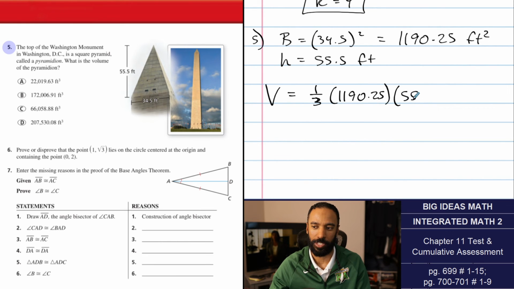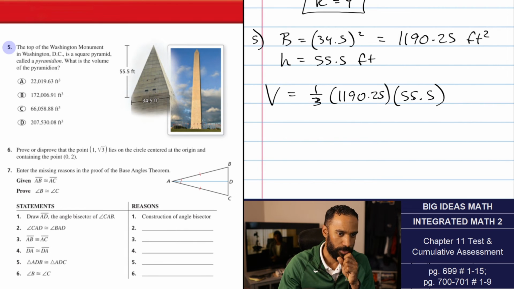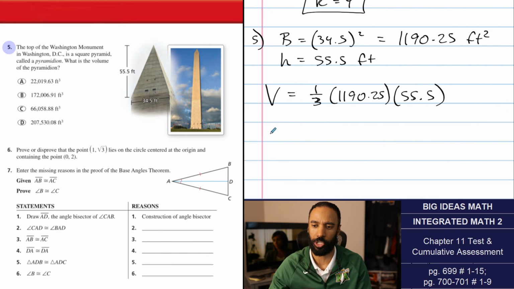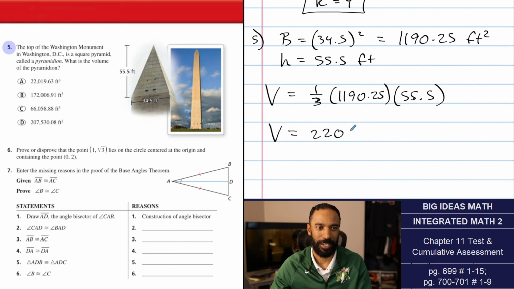I doubt that would be divisible by 3, so I'm going to go straight into this. So times 55.5 and divided by 3. I think this number is exact. I'm glad it's multiple choice to reassure me that I'm probably doing it right. There's probably one where you're not dividing by 3. That would be the wrong answer, but I didn't calculate it.